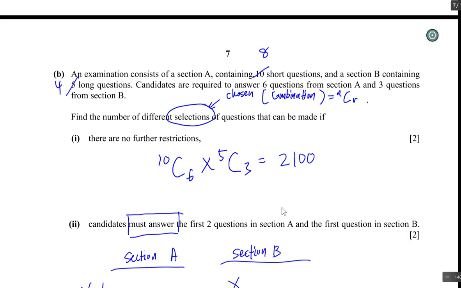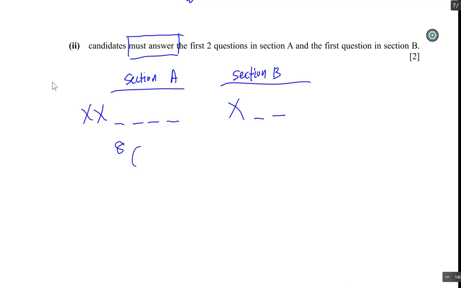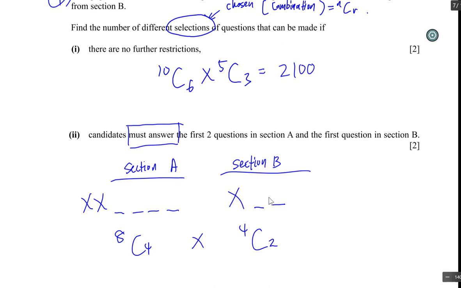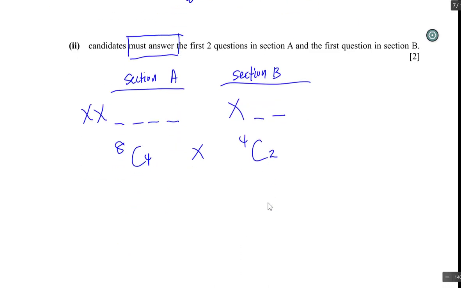So therefore, I will choose from here, okay? Section A is 8 questions, I choose 4. And section B is 4 questions, I choose 2. And I multiply. This kind of question last time is quite famous, but in recent years you seldom see this. So please remember these methods, because some students, when they see must answer, get a little confused, but the method is still the same. You just imagine must answer means you don't need to choose from there anymore, so you just take it out. Okay, so 8C4 multiply 4C2, 420.